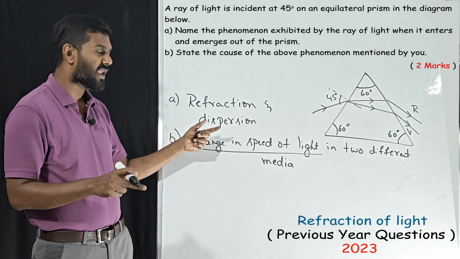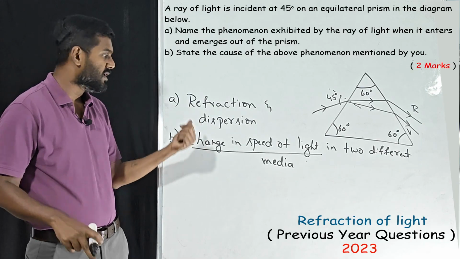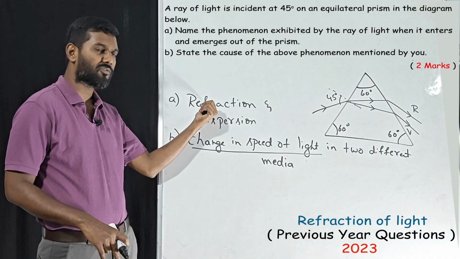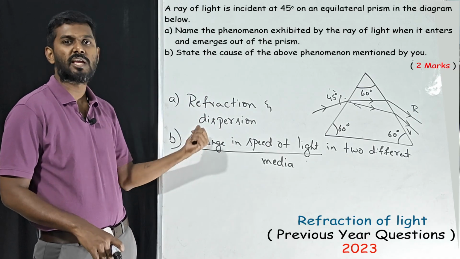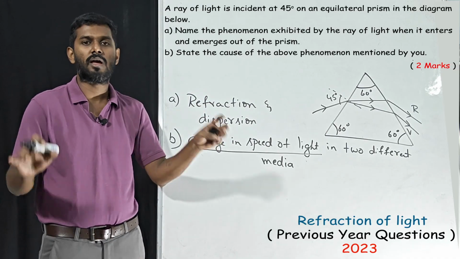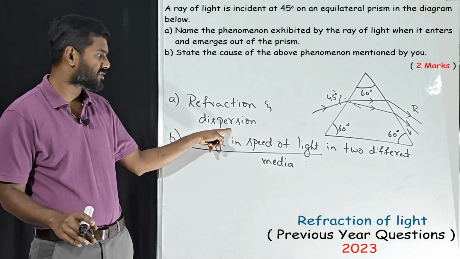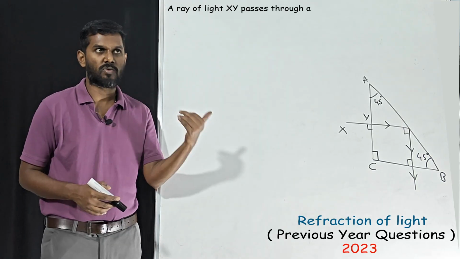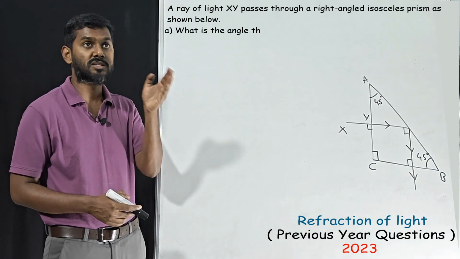What is that? If they are asking you to write the cause of dispersion, change in speed of light in two different media. If they are asking for cause of refraction, again the answer remains same. Change in speed of light in two different media. That's it. So cause of refraction and dispersion is same. Keep that in mind.